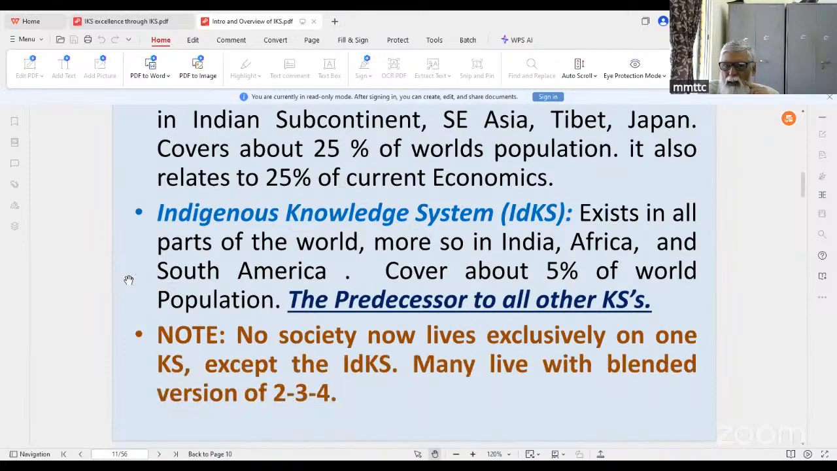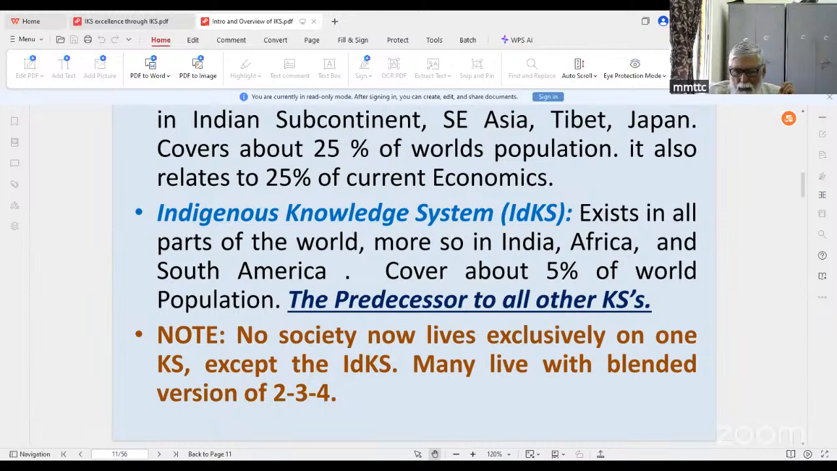The fourth one is called the indigenous knowledge system, which exists in all parts of the world, more so in India, Africa, and South America. It covers only 5% of the world population, but this indigenous knowledge system is the predecessor to all other knowledge systems. What we are today is because we were using the indigenous knowledge system about 3,000, 4,000, 5,000 years back, and slowly we have allowed other knowledge systems like WKS to slowly change this, and now WKS dominates in us, even though many components of WKS actually have come from the indigenous knowledge system.